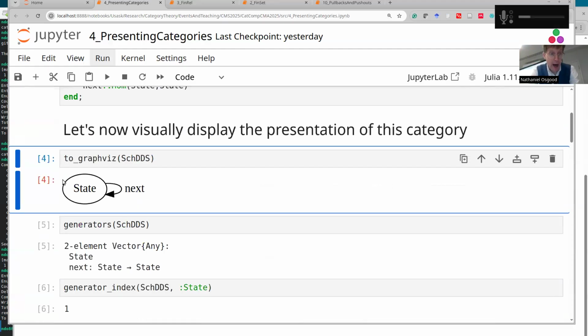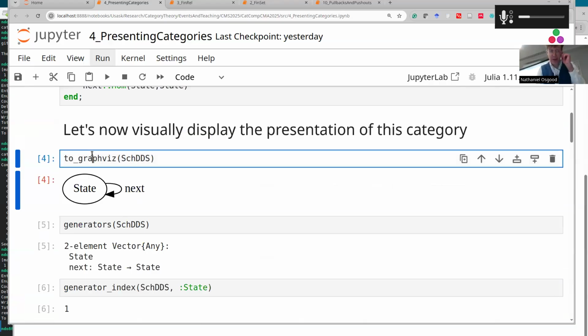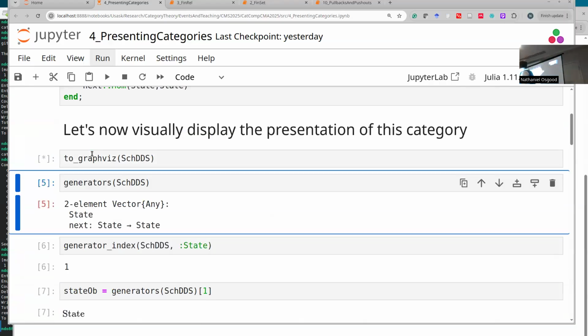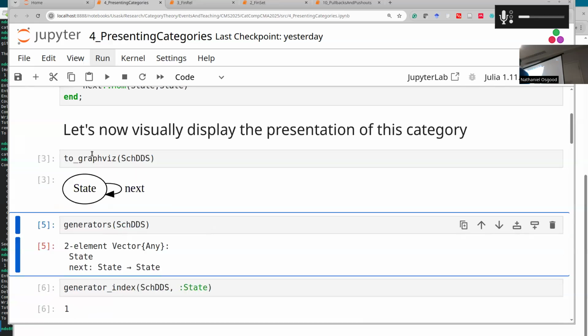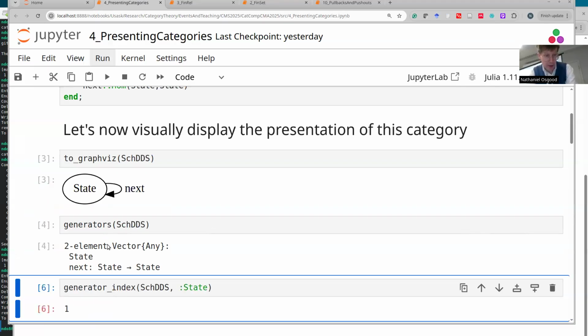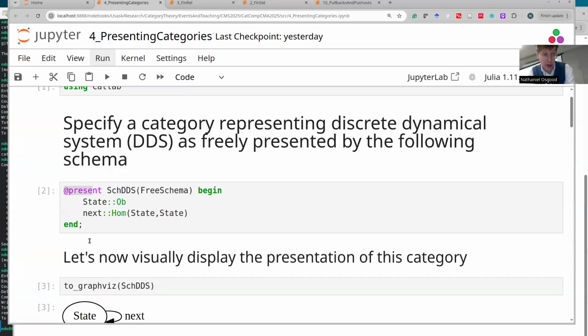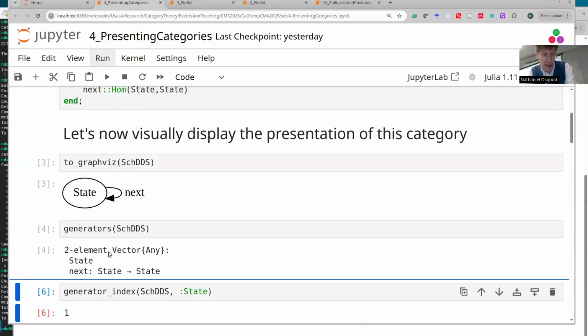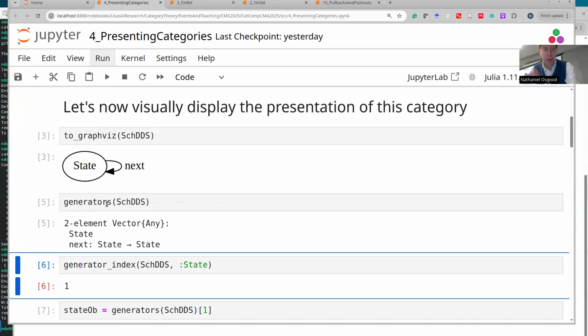Okay, I can visualize this schema, this category I've defined, in terms of its generators. I'm not yet showing any relations. We'll be coming to those, but I can ask about the generators. It tells me there are 2 generators, state and next. The term generator is used to imply that these are the seed things out of which others will be implied. And that's the case here, freely.